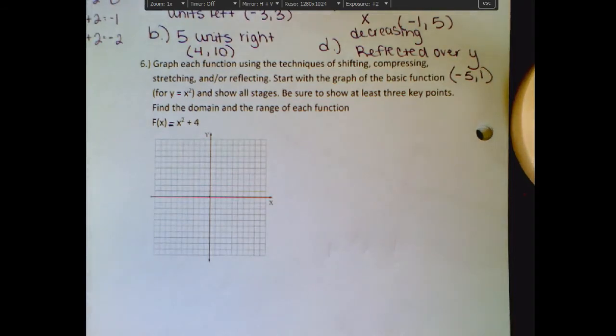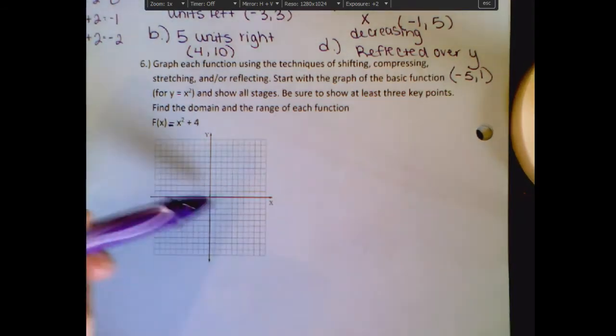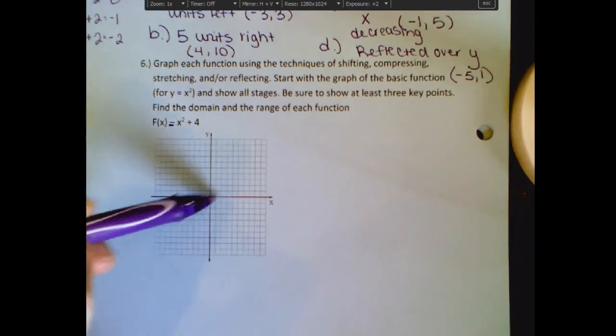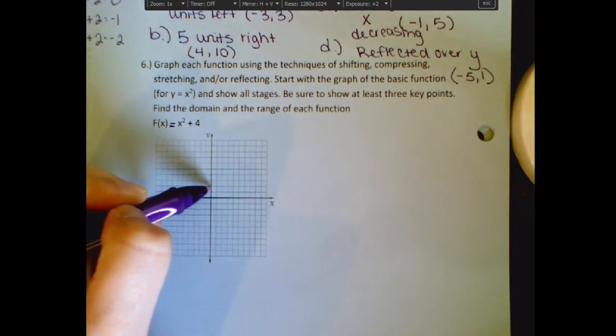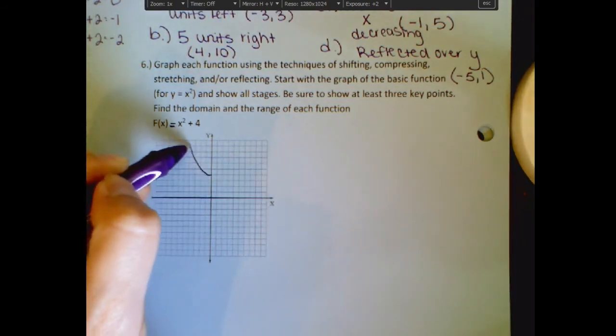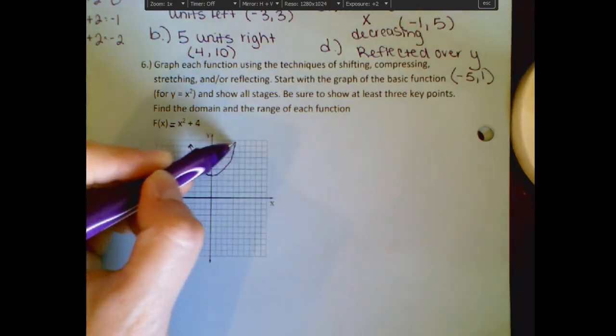X squared is a parabola. So a parabola would normally start here, right? Well, this one is a +4, so it's shifted up 4. 1, 2. Okay. Next one.